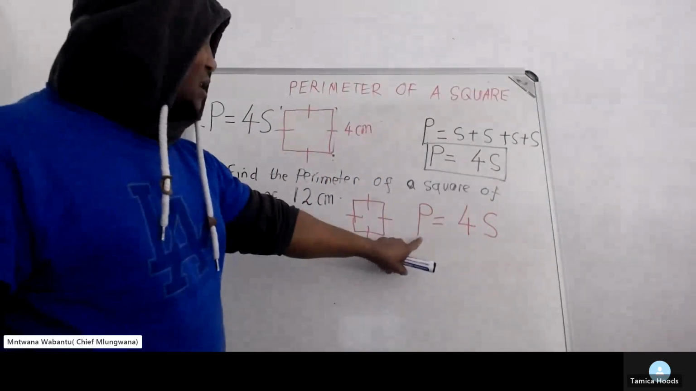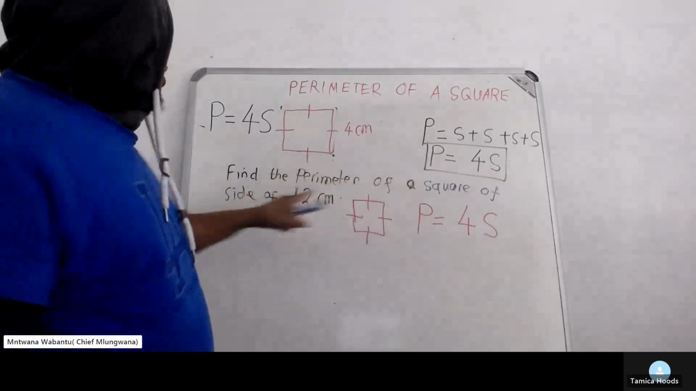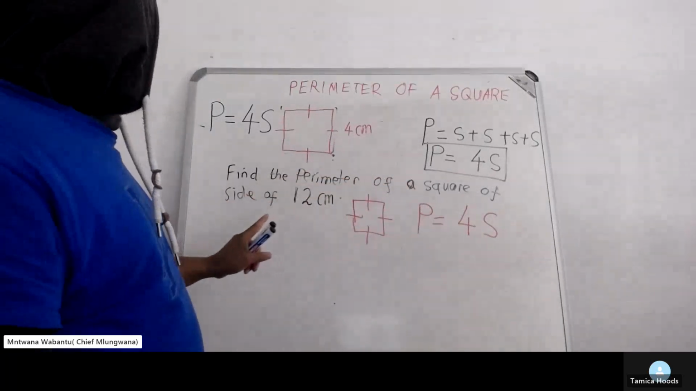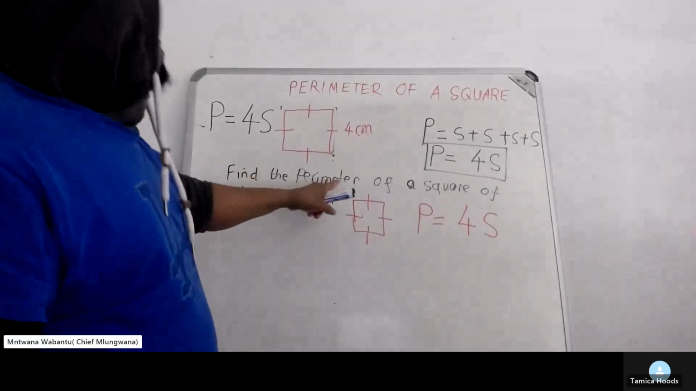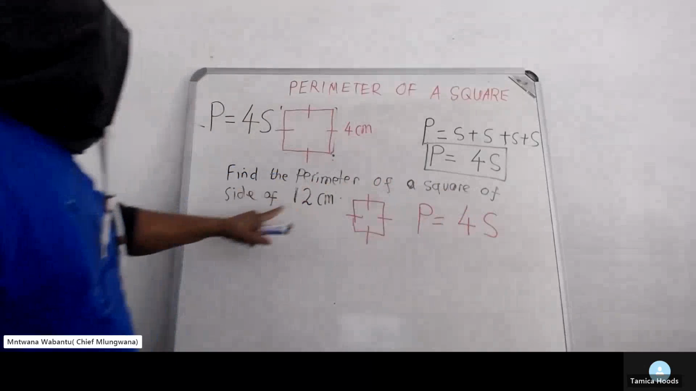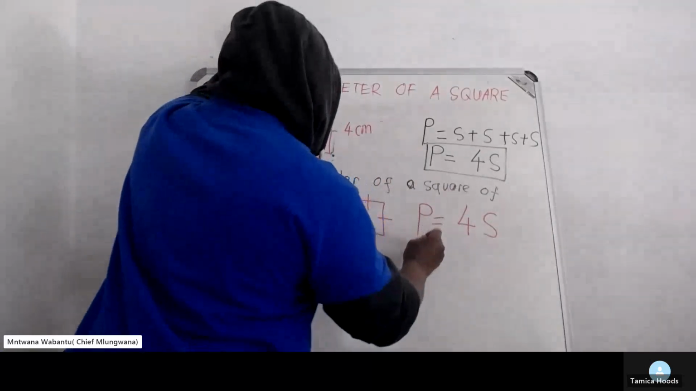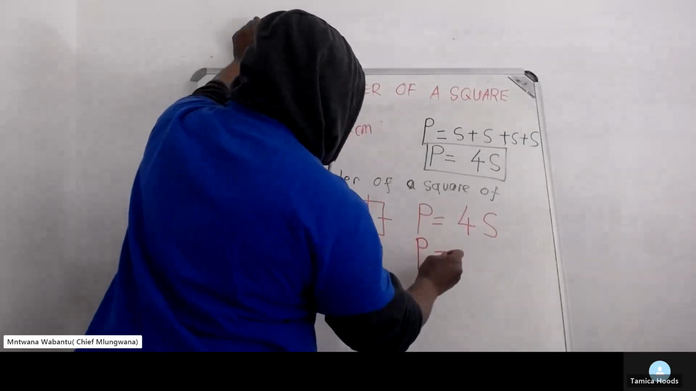Now come here. Do I have a perimeter? No. If I read carefully, they say the perimeter of a square of a side... Find the perimeter means we don't have a perimeter. Of a square of a side of 12 means we have a side of 12. So I'm going to say perimeter, I don't know, since they say find the perimeter.